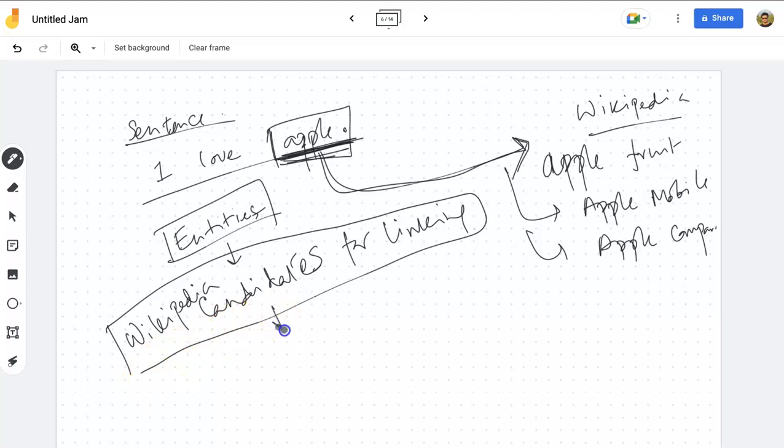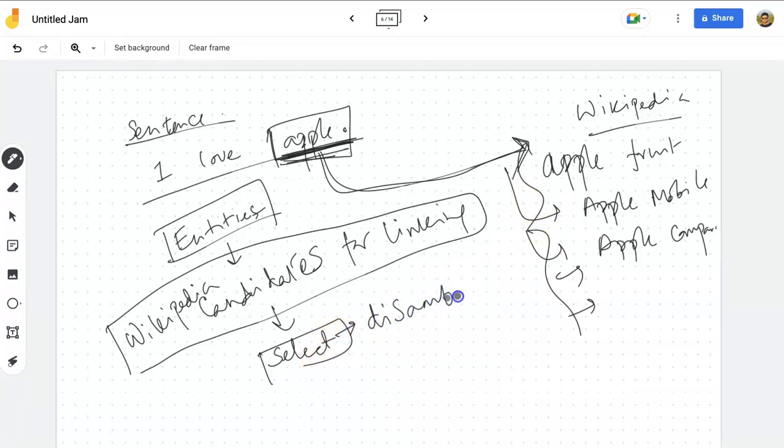Now what is the next step? The next step is selection. You need to select among all these, maybe a total of 5 options to link this apple. You need to select the best article. This stage is basically disambiguation. So it's a 3-step process. First you identify the entities in a sentence, then you generate the different possible candidates to map, and in the last step you disambiguate among these candidates.